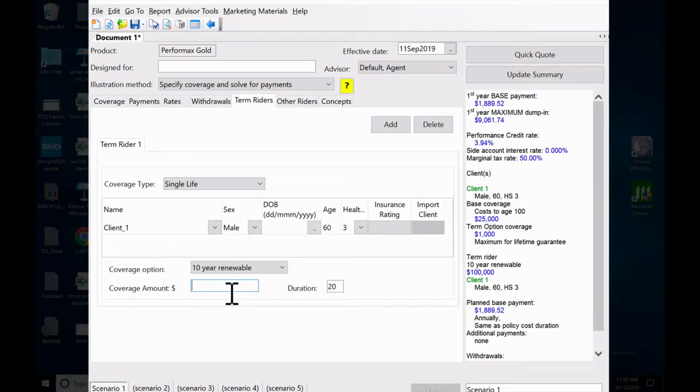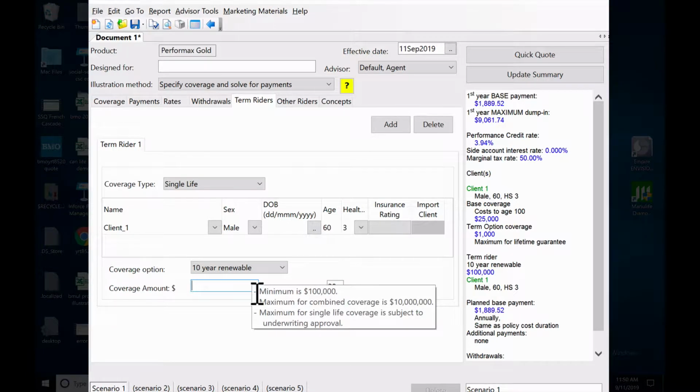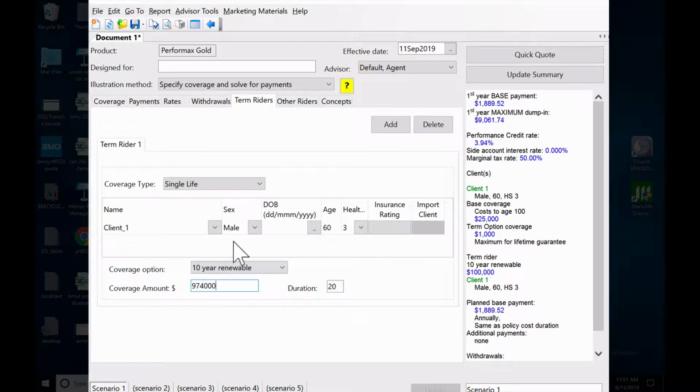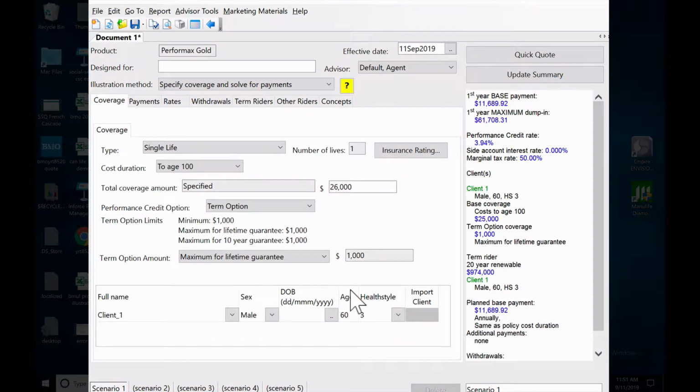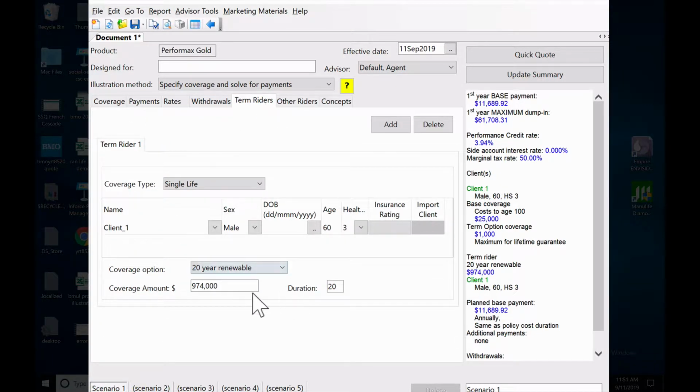And again, instead of doing the full million, I'll have access to $974,000 of additional that I'm not converting that I could add as a brand new 20-year renewable policy. Now, again, given that this client is 60, that's going to take them all the way to age 80. And again, we're still going to keep that premium somewhat affordable here. So again, coverage back here, 60. We've got our base. We've got our riders. And again, you may decide to reduce that.